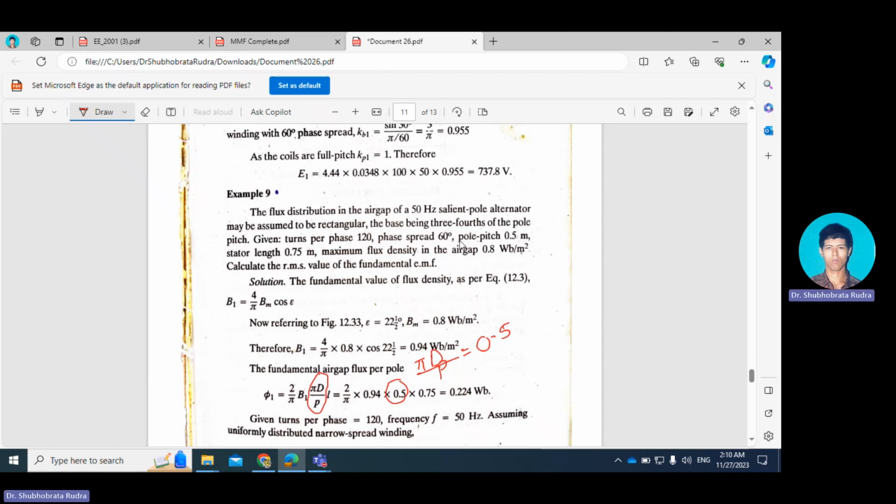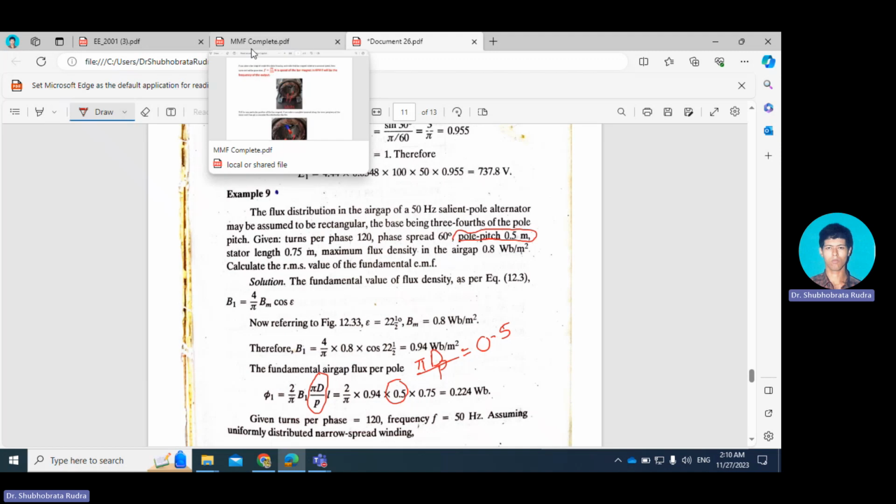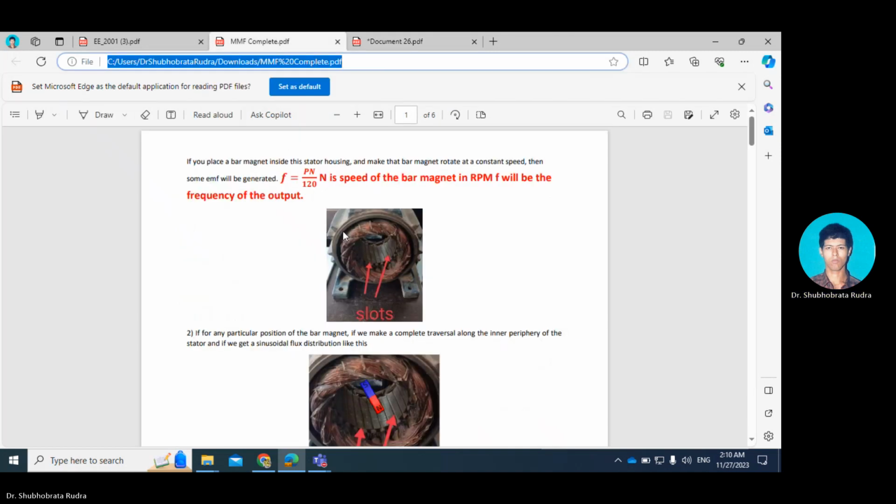See here, one piece of information is given: pole pitch is 0.5 meter. But we need to understand what that means. Let me explain with this one. See, this is the diagram of the structure which I used to demonstrate. Now, suppose you have four poles.